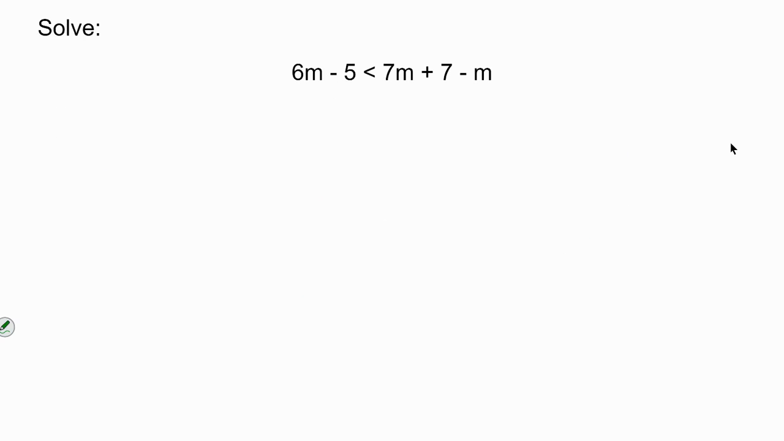So here I have an inequality. I've got 6m minus 5 is less than 7m plus 7 minus m. So if you remember, we solve this like we would an equation. But we still follow our steps and look for the distributive property. Well, there is none. So I'm going to go ahead and combine like terms. So there's nothing to combine on this side. Is less than. I'm going to combine these m's. So 7m take away 1m. So I have 6m plus 7.